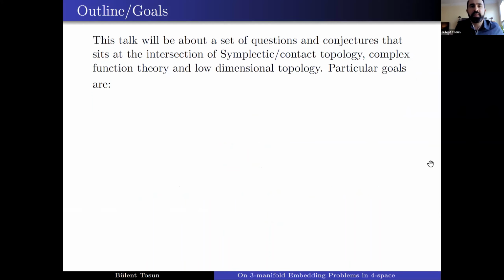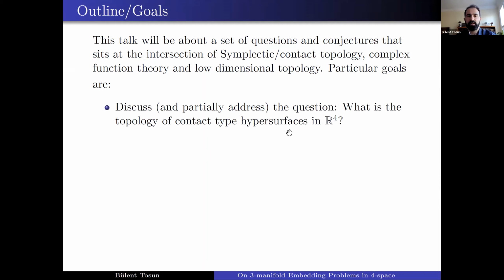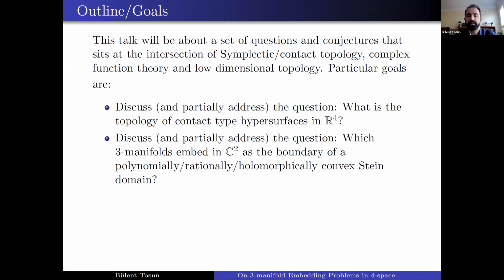This talk will be about a set of questions and conjectures that sit at the intersection of symplectic and contact topology on one side and complex function theory on the other, and it has some relevance to low-dimensional topology. A couple of the particular goals are that on the symplectic side, I'll talk about contact type hypersurfaces in R4 with the standard symplectic structure and try to understand the topology of such surfaces. And on the Stein side, the complex side, we'll be talking about Stein domains in C2 with varying degrees of convexity.